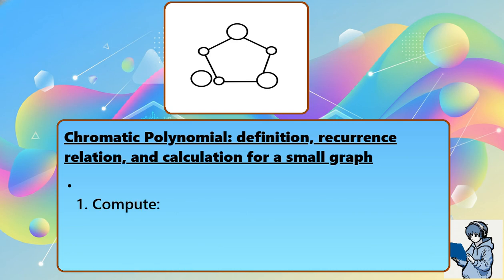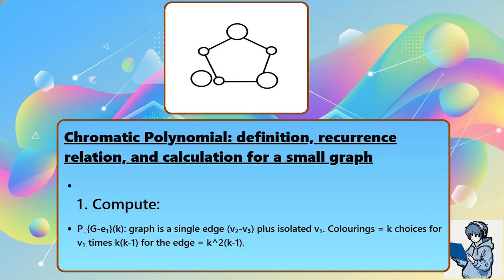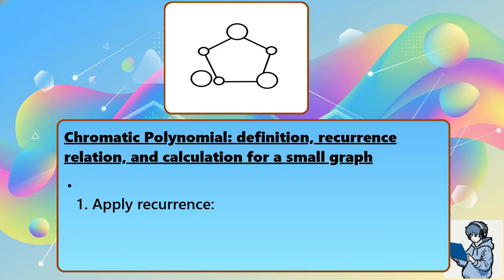Step 2, compute P_(G minus e1) of k. The graph is a single edge between V2 and V3 plus isolated V1. Colorings equal k choices for V1 times k minus 1 for the edge, which is k squared times k minus 1. P_(G slash e1) of k: the graph is a single edge between U and V3. Colorings equal k times k minus 1.